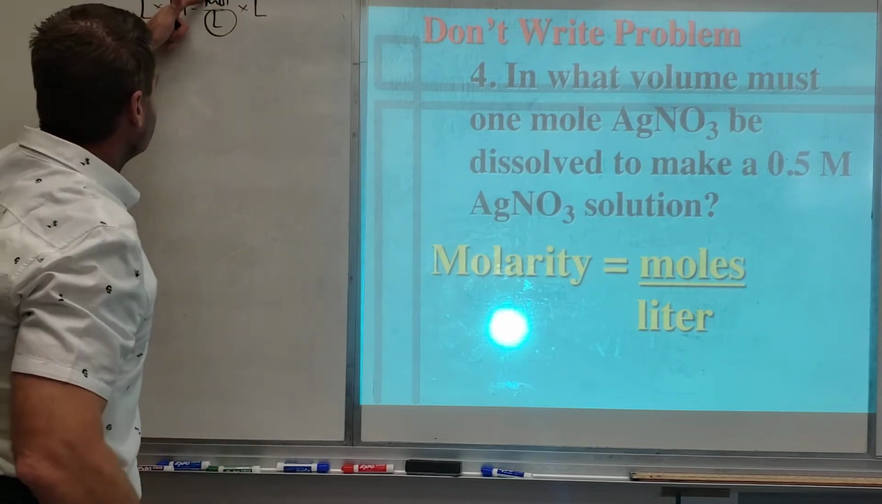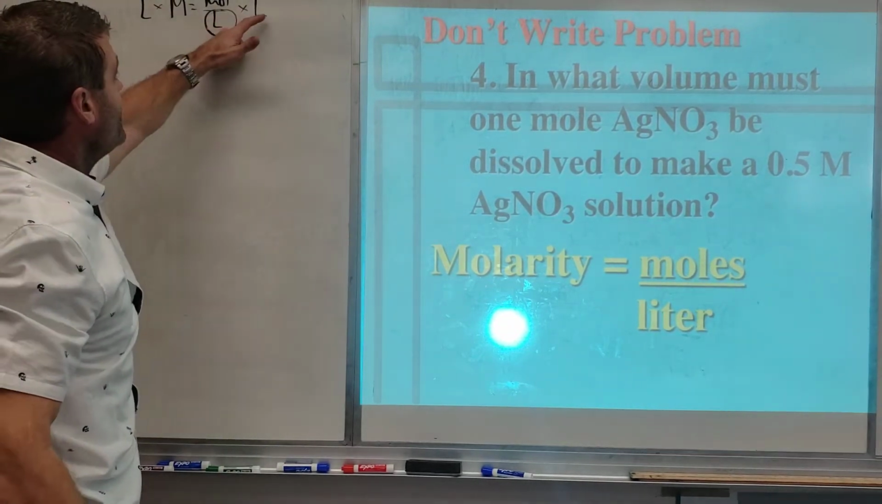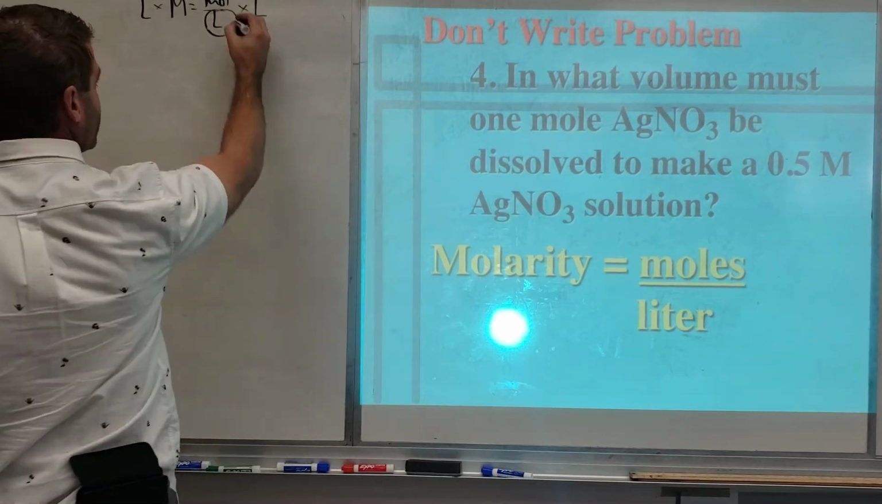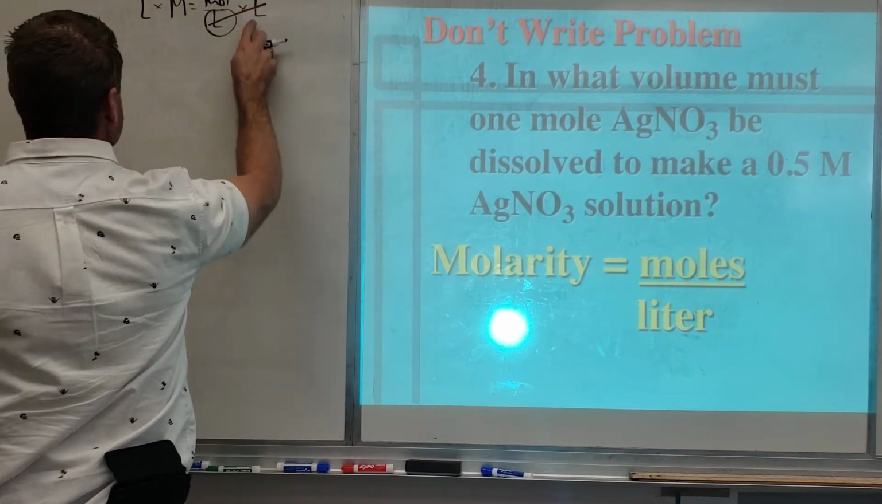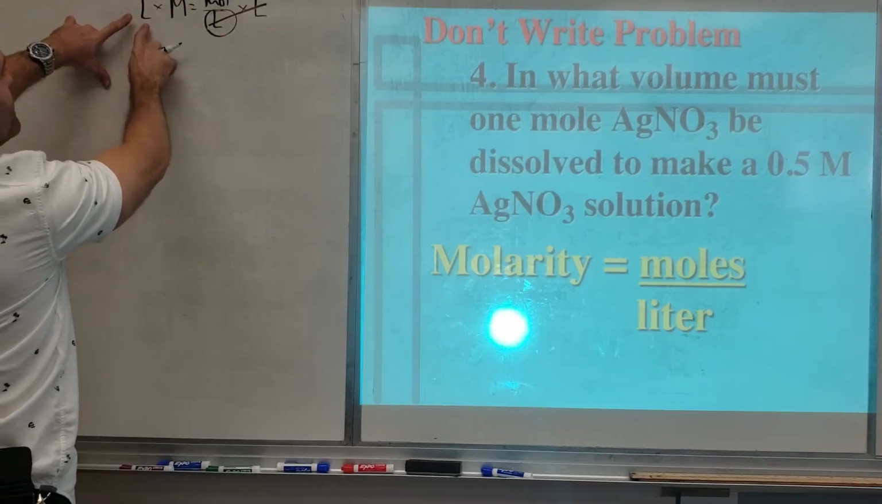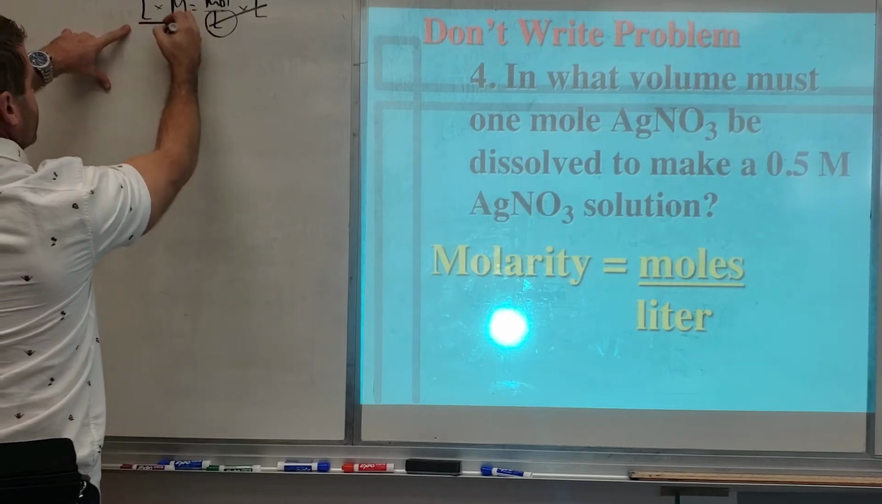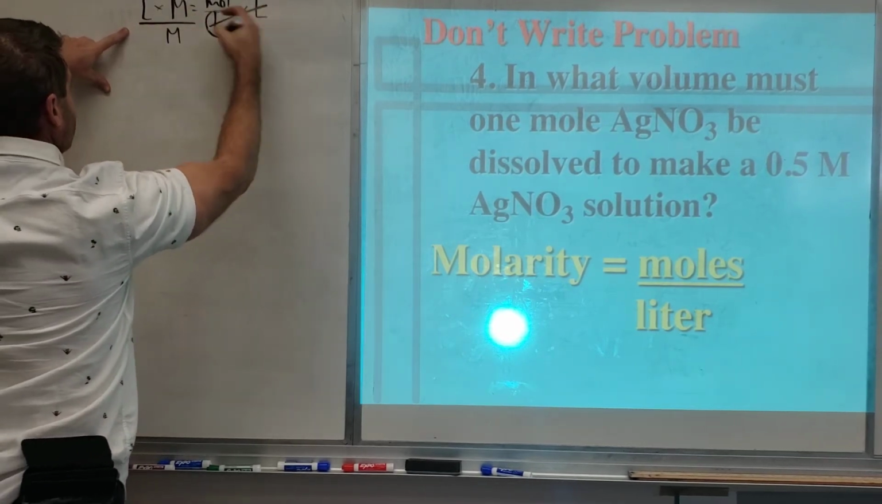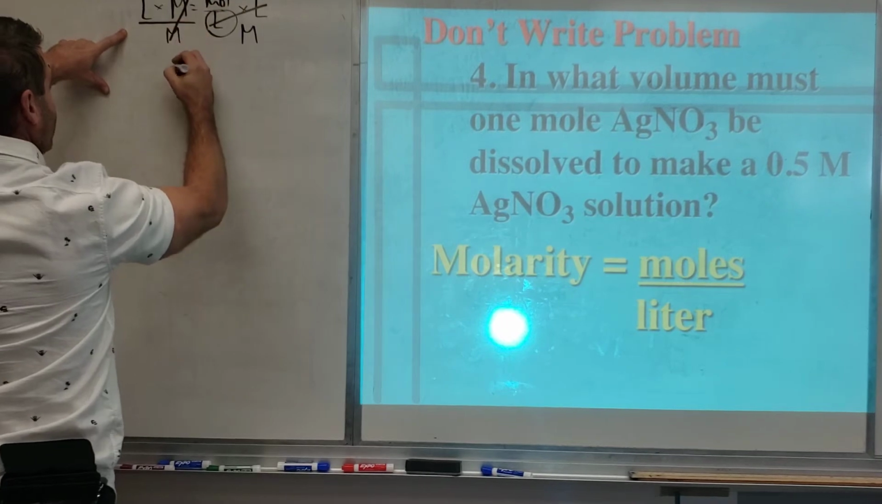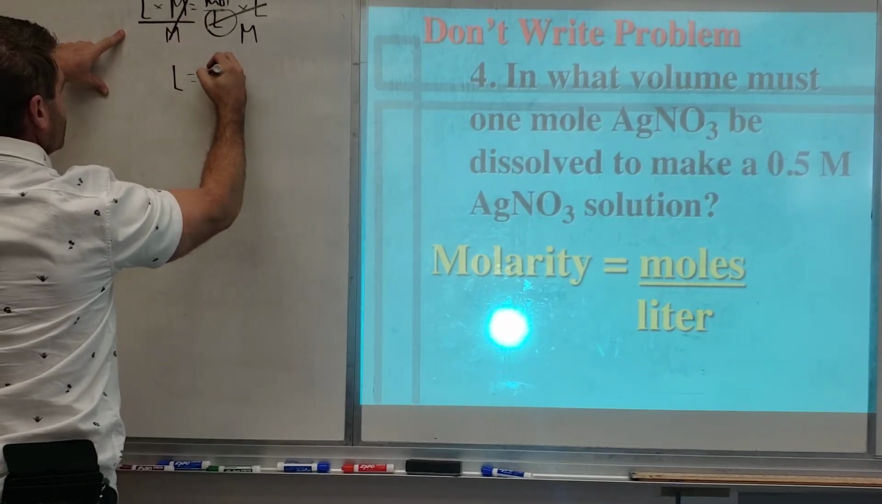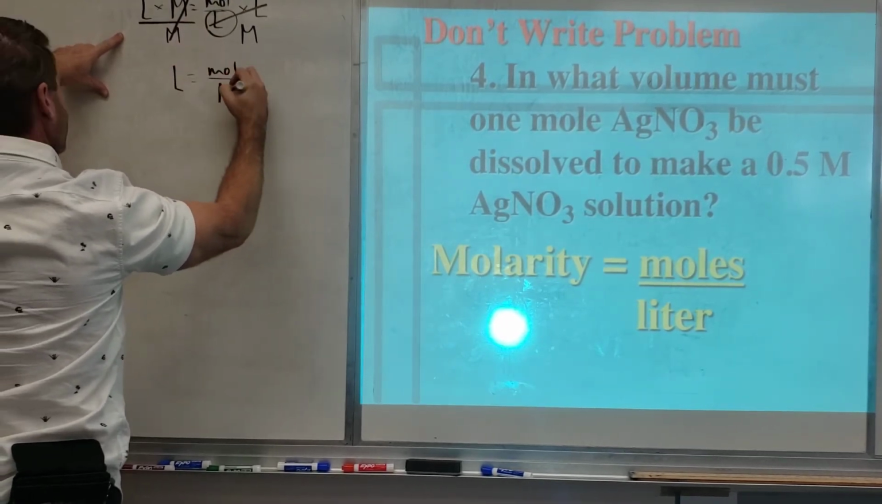You always do the inverse operation. If I'm dividing by something to get rid of it, you do the inverse operation. In this case it's multiply. Look, liter on top, liter on bottom cancel. So now liters is out of the bottom, but now I just need to get it by itself. What do I have to do? I have to divide by molarity. That's how I get rid of the molarity. So now I have the volume in liters is the moles over the molarity.